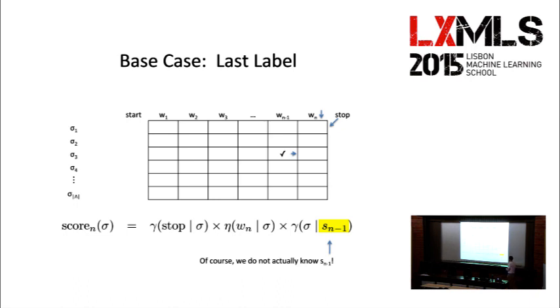I simply score each symbol sigma as the product of the probability of stop given sigma, the probability of the nth word given sigma, and then the probability of sigma given the state before, Sn-1. Multiply the three together, do that for every sigma in my set of states, make a choice. It would be easy to choose the last state if I knew the one before.